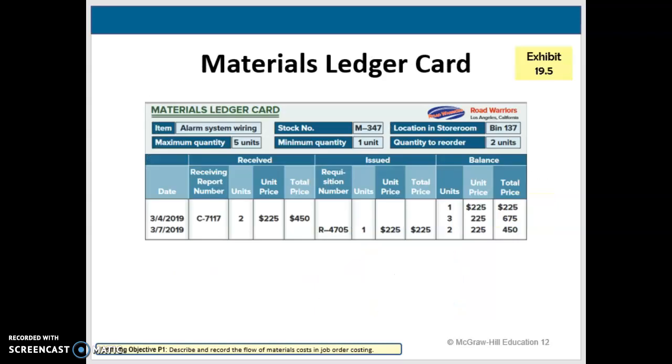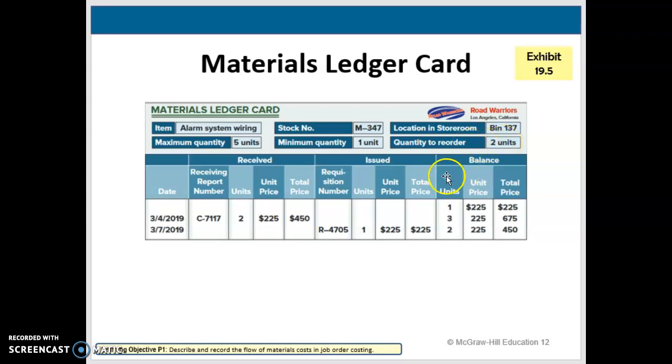So again, we're using that Road Warriors example. We are going to see the materials ledger card example that we have here. We have the item that we're making, which is an alarm system wiring. It has a stock number M347. It tells us where we can find it in the storeroom. It is in bin 137. The most we will have on hand is 5 units. The minimum on hand is 1. When it gets to this level of 1, the quantity we will reorder is 2 units.